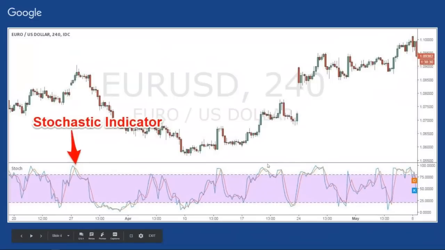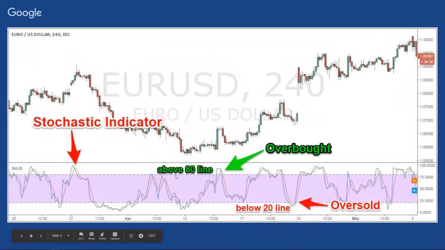Okay, the 80 represents the overbought condition. Typically, you'd be looking for the market to pause or reverse from an uptrend when the stochastic crosses the 80. Conversely, the 20 level represents the oversold level, and typically you should be looking for the market to pause or reverse from a downtrend when the stochastic crosses below the 20.